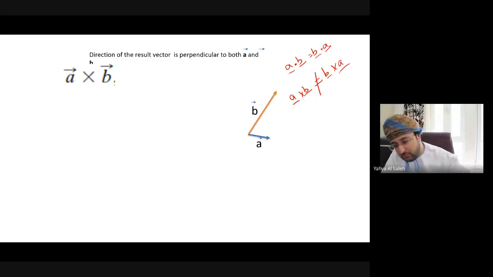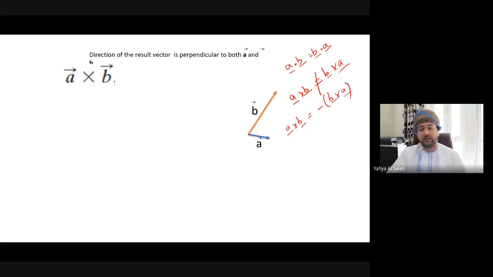So if we want to define it, we're going to say that A cross B is equal to minus B cross A. Why? Because remember that the result of a cross product is another vector, which means it has a direction. So although the magnitude would be the same, the direction would be different between A cross B and B cross A. Okay?